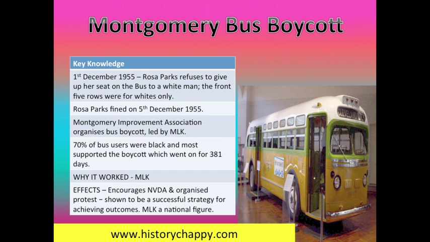The bus boycott was led by the MIA, which itself was chaired by a very young Martin Luther King. Now, 70% of the bus users in the area were black, and the boycott went on for an amazing 381 days. Why did it work? Well, it worked because people in the area supported it, and people in the area largely supported it because it was led by a very charismatic, diligent and driven Martin Luther King, who arranged alternatives for the black people in that area so they didn't have to use the bus, such as carpooling.